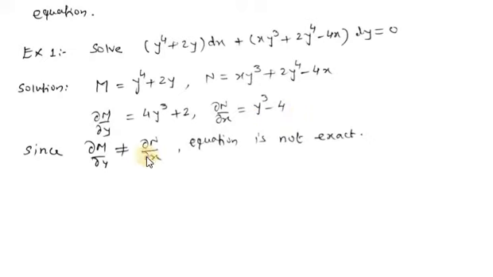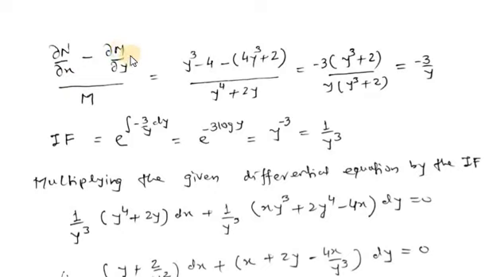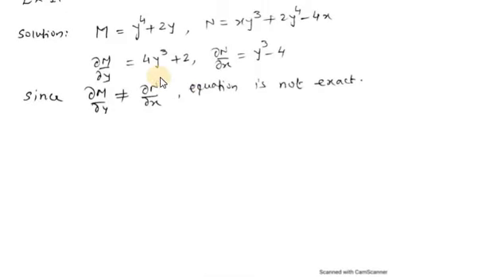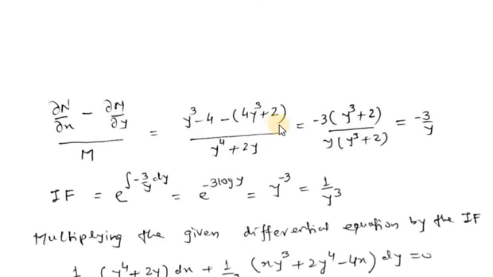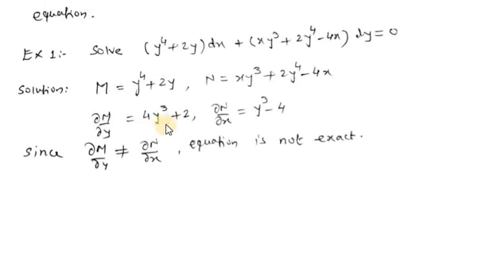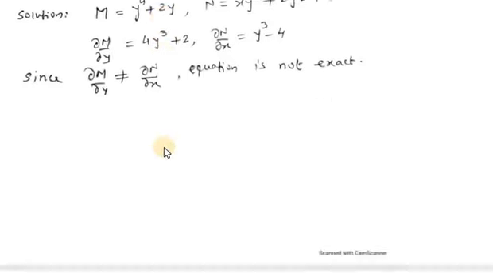Now you can see that del m by del y is not equal to del n by del x, so it is not exact. Now we will find out del n by del x minus del m by del y, over m. Del n by del x is y cube minus 4, you can see from here. Then after the minus sign, del m by del y is 4y cube plus 2, and divided by m, which is y raised to 4 plus 2y.